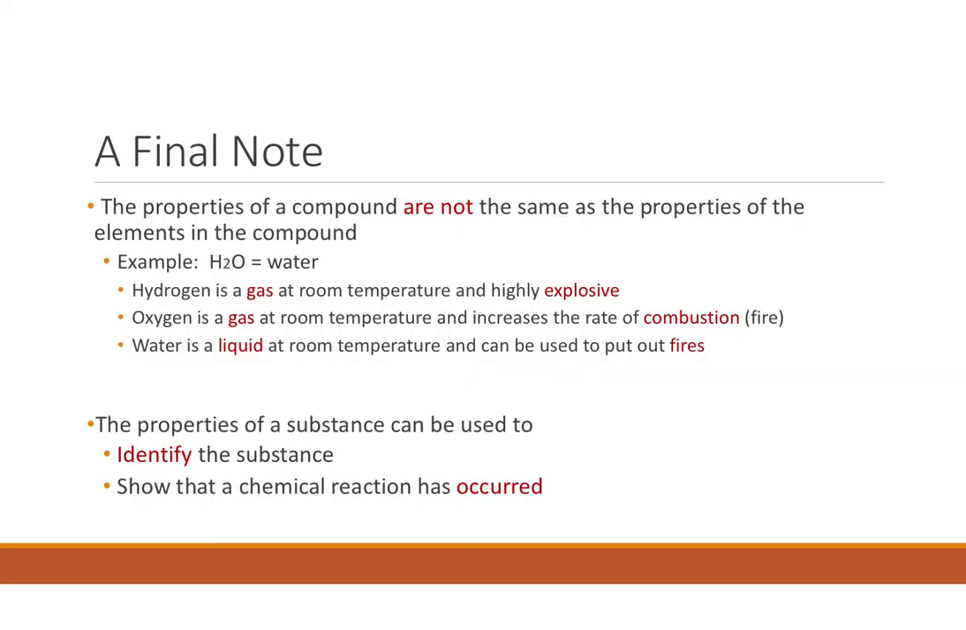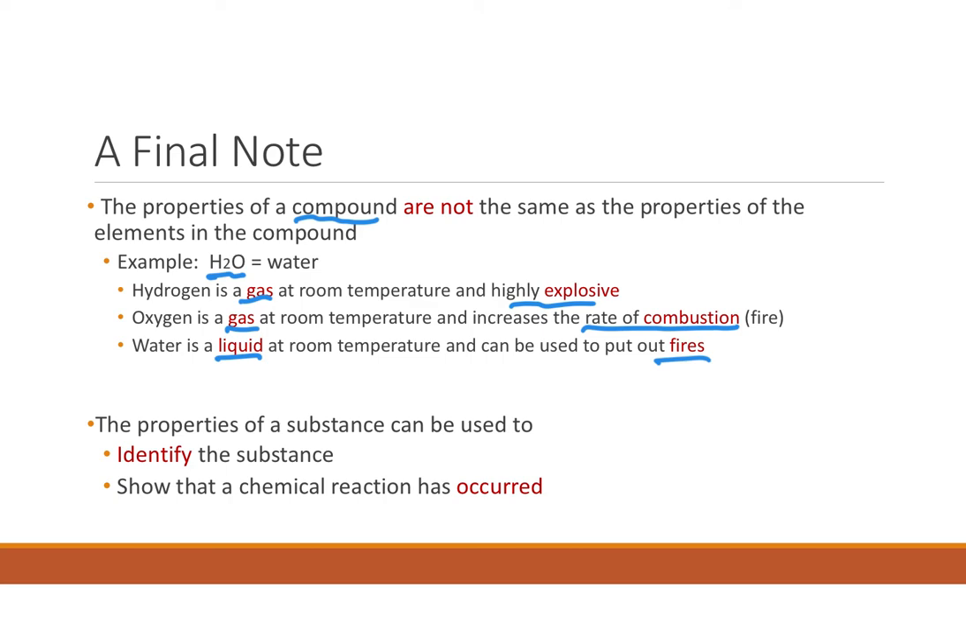On a final note, I want to say that the properties of the compound are not the same as the properties of the elements in the compound. And so we make water from hydrogen and oxygen. Hydrogen by itself as an element is a gas at room temperature and highly explosive. Remember the Hindenburg. Oxygen is a gas at room temperature, and it increases the rate of combustion. And then water, what we get is a compound that happens when hydrogen and oxygen are put together, is liquid at room temperature, and you can use it to put out fires.